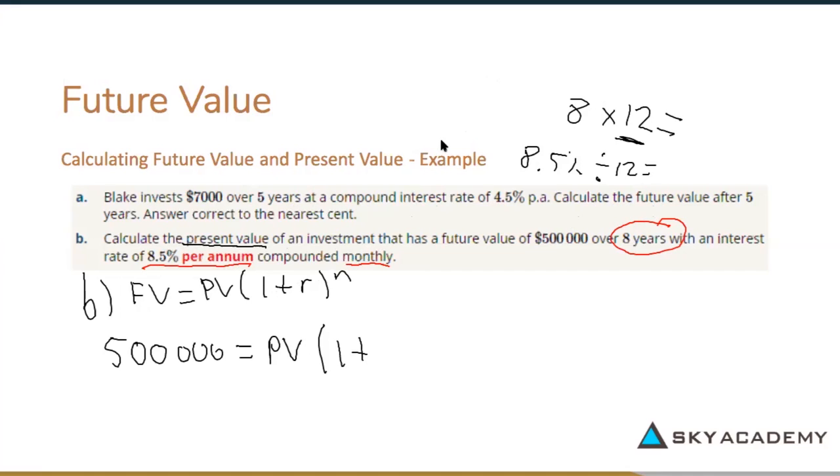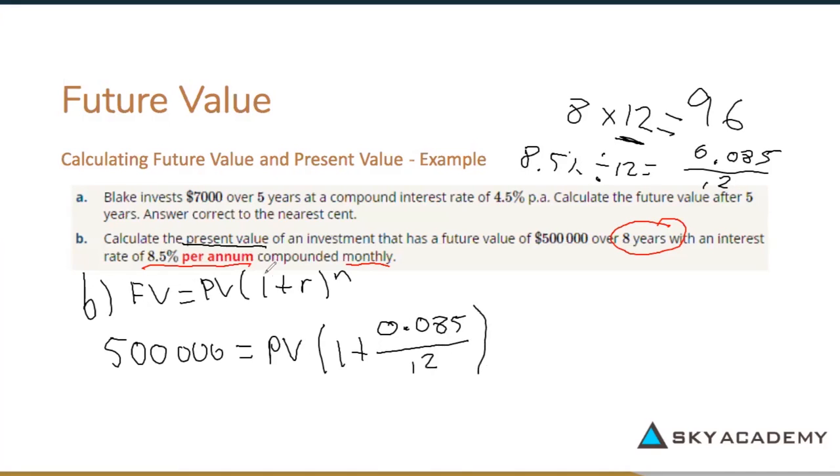And when you put it in your calculator, 8 times 12 will equal 96. And 8.5% can be written as 0.085 divided by 12. So when we do our rate, we know that we have to put in 0.085 divided by 12. So that's the trick.